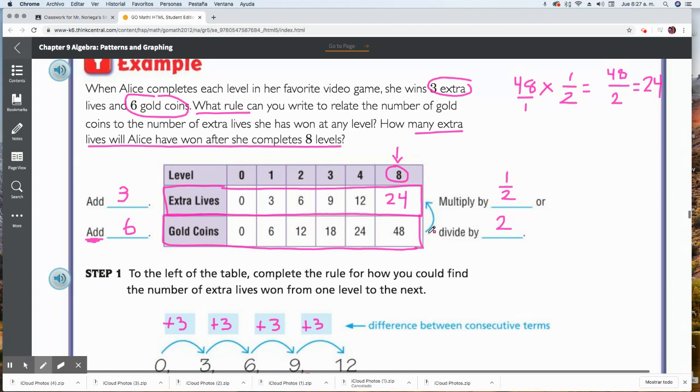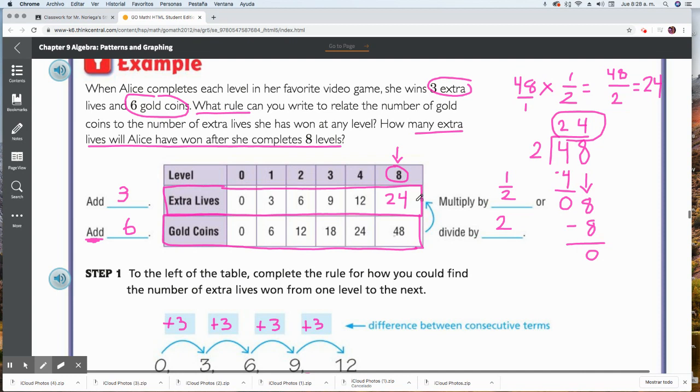All right, divide by 2, it says. So I can take that same number, and instead of multiplying it by 1/2, I can also divide it by 2 to find the missing number. 2 times 2 equals 4. I subtract, and I bring the 8 down. What number times 2 equals 8? That number is 4. 4 times 2 equals 8. I subtract, and I have no remainders. So this is my answer, 24, which I also got by multiplying by 1/2.